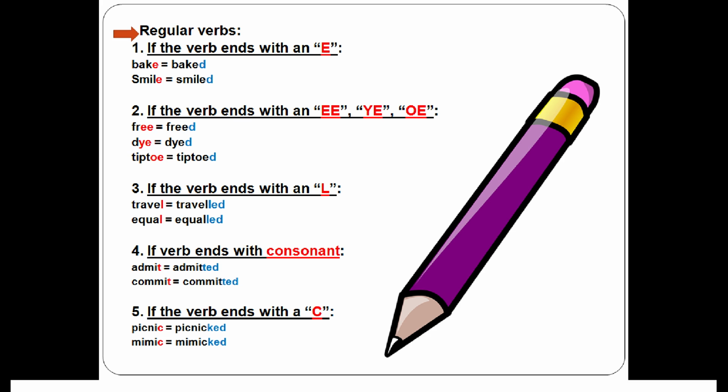Some verbs that end with consonant need to double the final consonant before adding ed. Examples: admit, admitted, commit, committed, stop, stopped. If the verb ends in c, you need to add a k before adding ed. And examples are picnic, become picnicked, mimic, become mimicked.